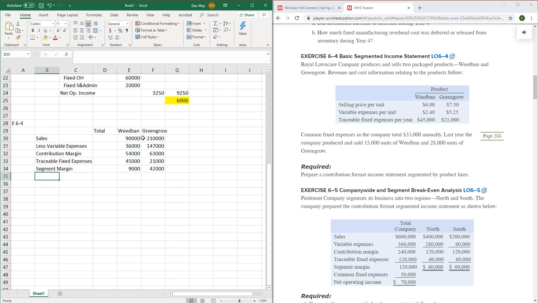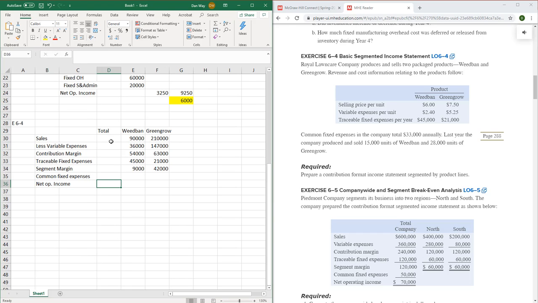Now at the company-wide level here, we're also going to deduct the common fixed expenses to get us to net operating income. So let's go through and fill out the company-wide view here. Sales, company-wide, is just the sum of the sales across the two segments. Same thing for the variable expenses, the contribution margin, and the traceable fixed expenses and segment margin. So I'm just carrying those down here.